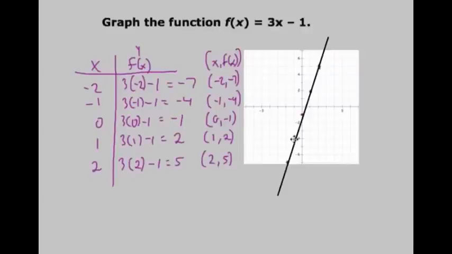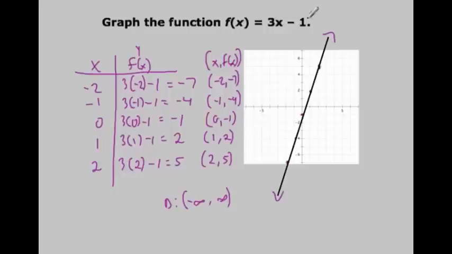So let's talk for a minute. What is my domain here? Well, when I say domain, remember I'm talking about the possible x values. What possible x values can I plug in here? Remember, a line goes on forever in both directions. I can plug in values as low as I want to. So my domain is -infinity, that's the lowest, and I can go all the way up as high as I want to, positive infinity.